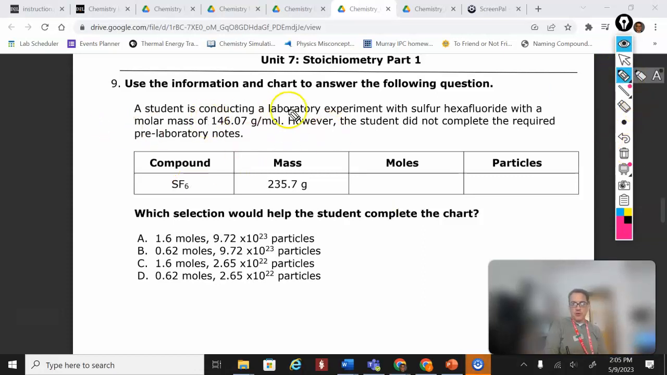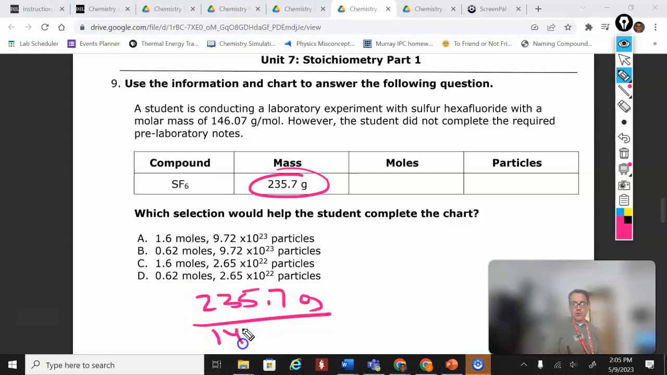All right, SF6 has a molar mass of 146.07. The sample has a mass of 235.7. That's more than 1 mole, so I need to find out how many moles that is. So 235.7 divided by 146.07 is going to tell me how many moles this should be, and that's approximately 1.61 moles.